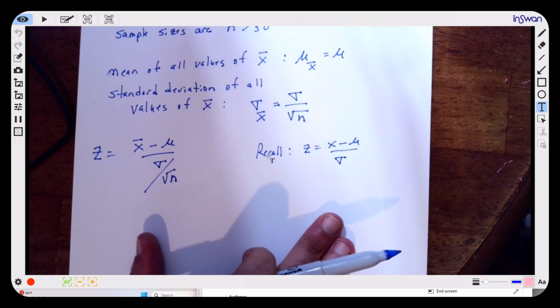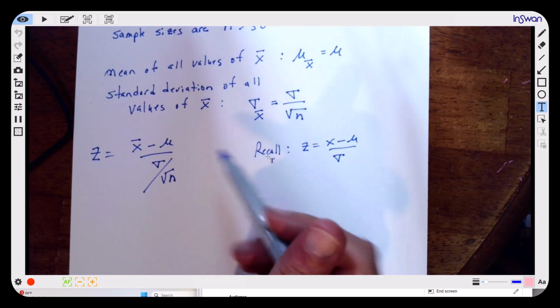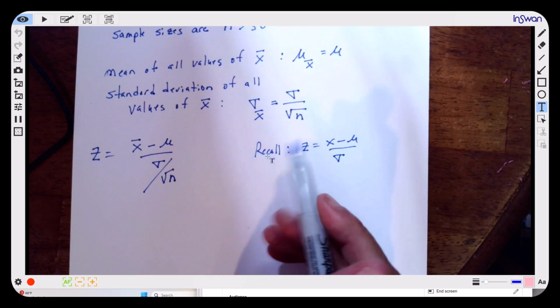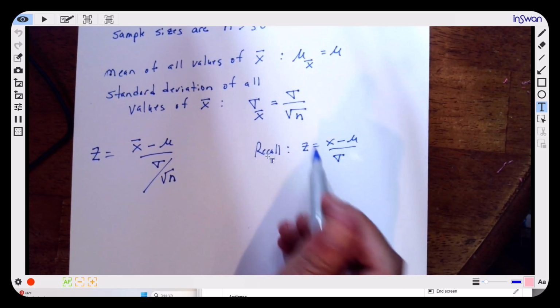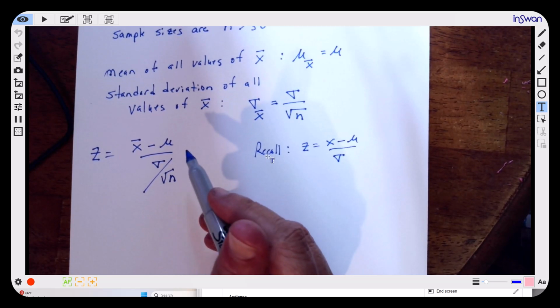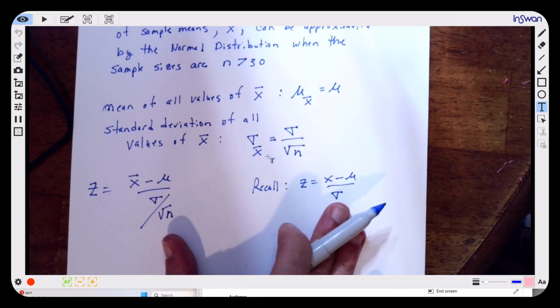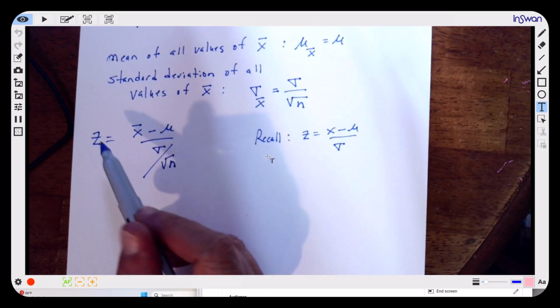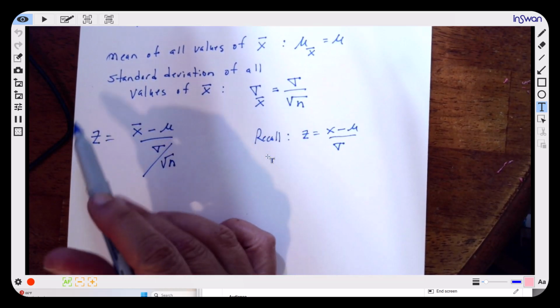When we're doing regular normal, it never gives us a sample size. So when you see that sample size, you say, man, that better be greater than 30. Then this is the formula that we're going to use to calculate our z-score.